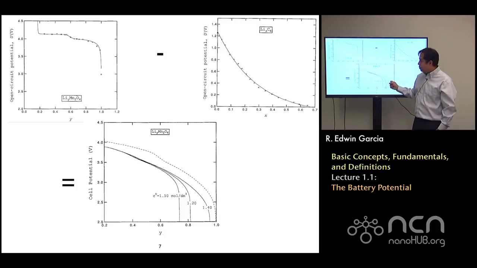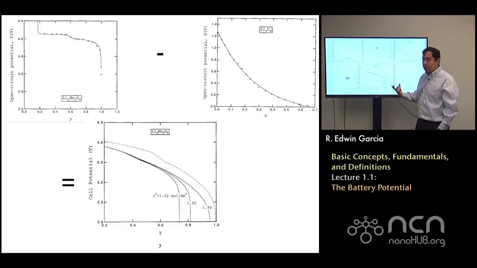What exact shape that dashed curve will take will depend on the properties of the electrolyte. Here you have the electrolyte with different salt concentrations. You can see here 1.1 moles per decimeter cubed, 1.2, 1.4. Each of those amounts of salt that you put into the electrolyte will change the conductivity, will change its diffusivity, and how much lithium you can dissolve in it.